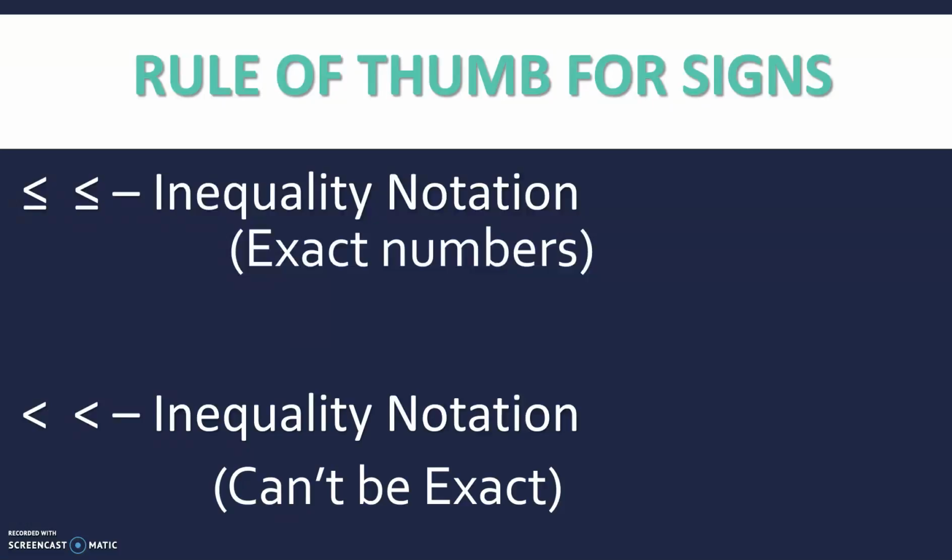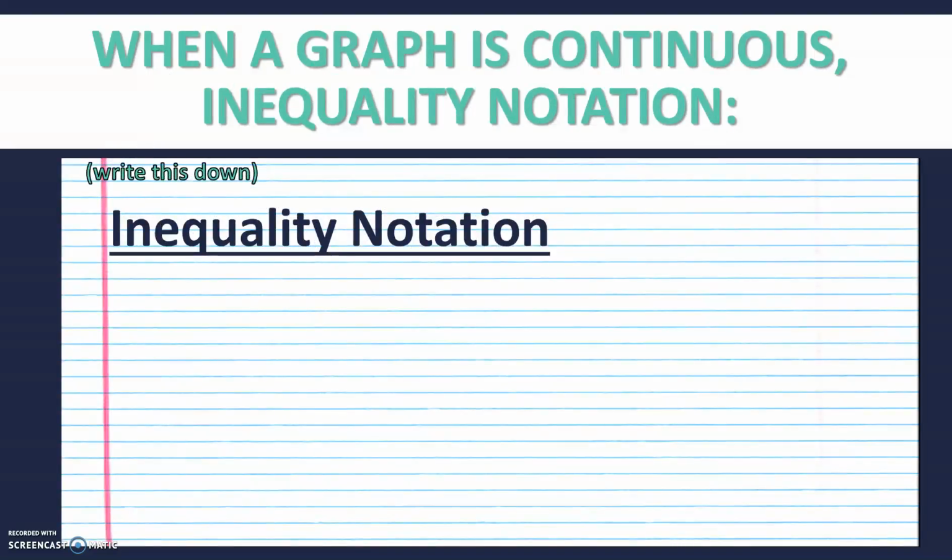The rule of thumb for these is we're going to be using the less than or equal to on both sides if we have exact numbers, and we're going to do strict inequality notation if they cannot be exact, and I'll show you what that means in a moment. So here's our first one. Make sure you're writing this down. We're going to use inequality notation on a problem like this.